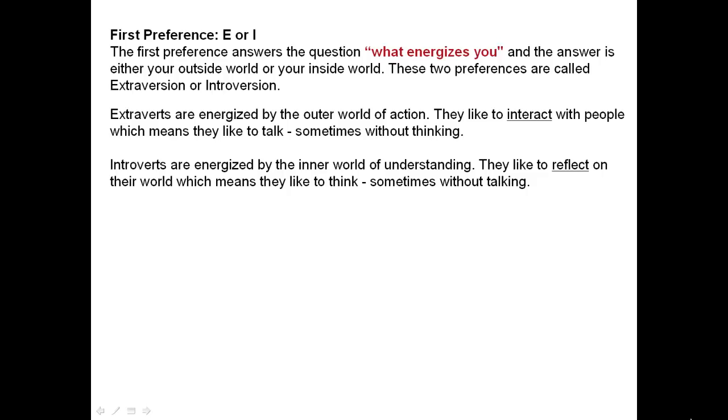The first preference is E or I. The first preference answers the question, what energizes you? And the answer is either your outside world or your inside world. These two preferences are called extroversion or introversion. Extroverts are energized by the outer world of action. They like to interact with people, which means they like to talk, sometimes without thinking. Introverts are energized by the inner world of understanding. They like to reflect on their world, which means they like to think, sometimes without talking.